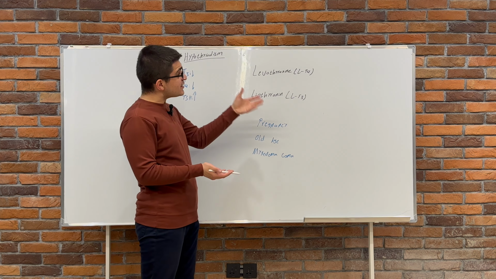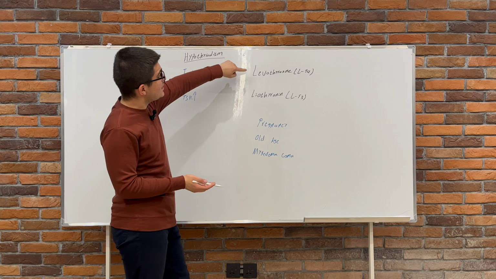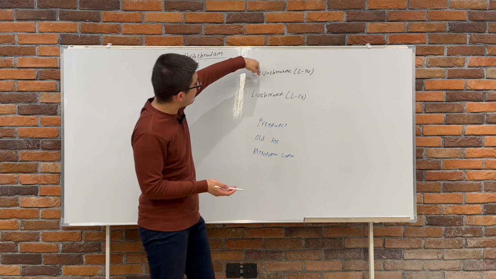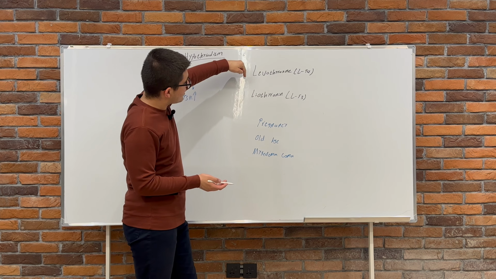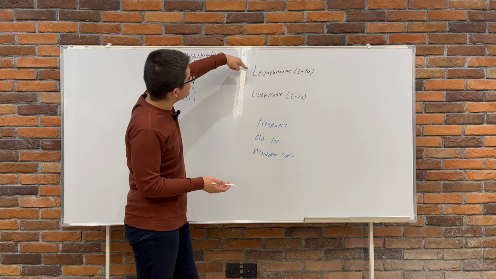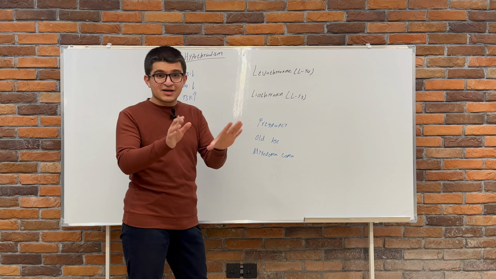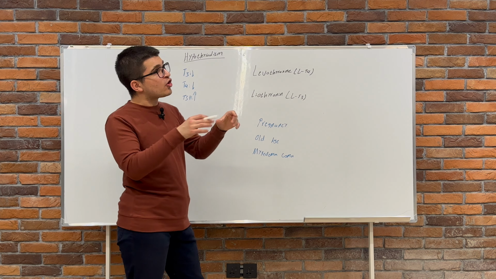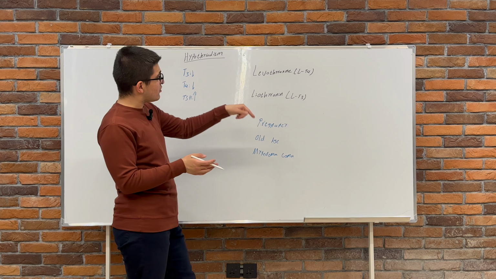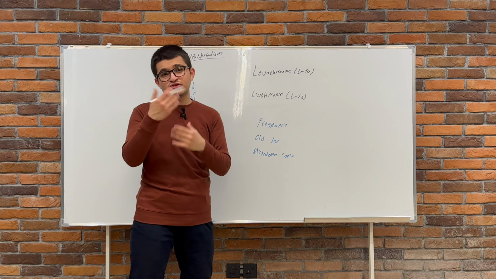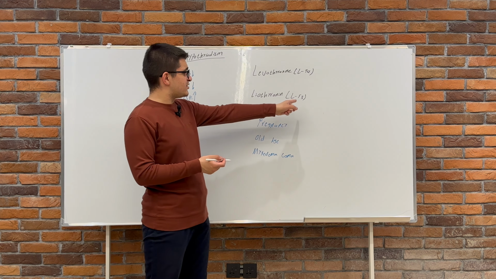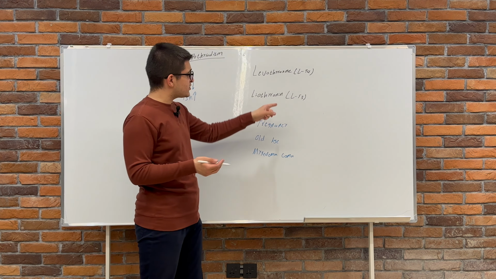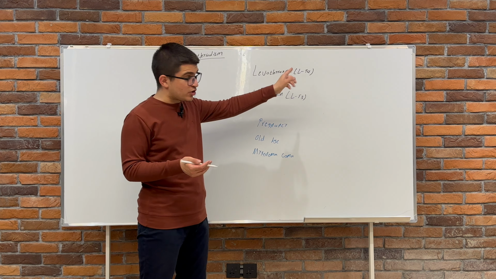Another thing to keep in mind is their duration of action. Levothyroxine also has a longer name, and it has a longer duration of action. But liothyronine has a shorter name and a shorter duration of action. So this one is a shorter duration, this one is a longer duration.